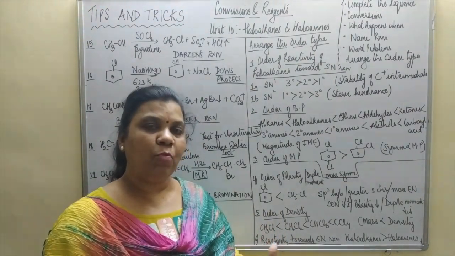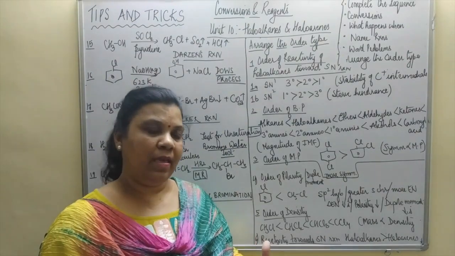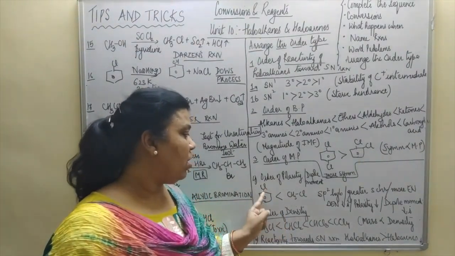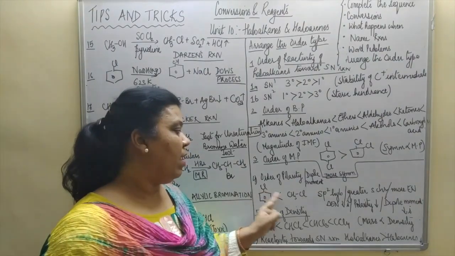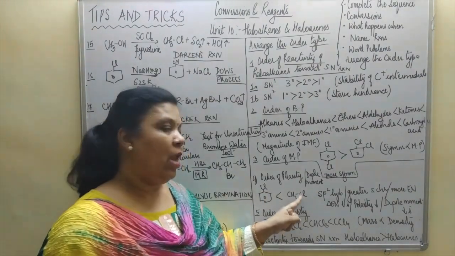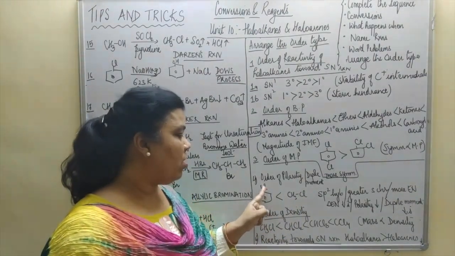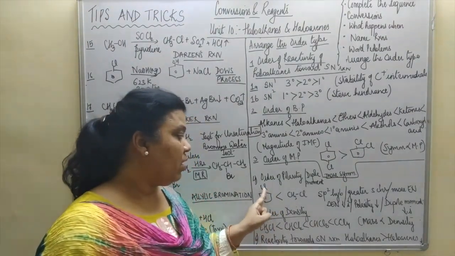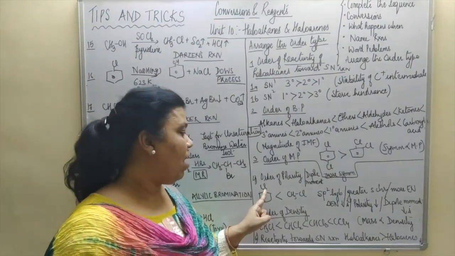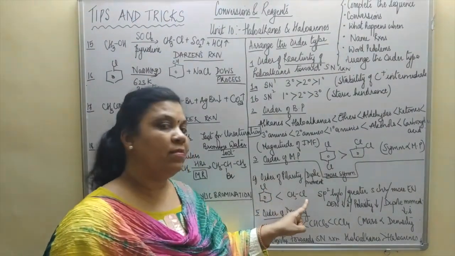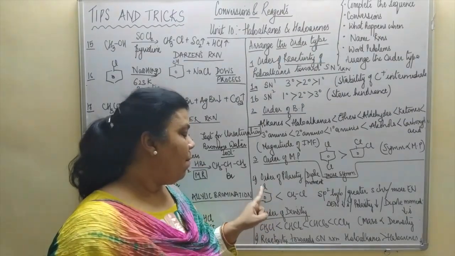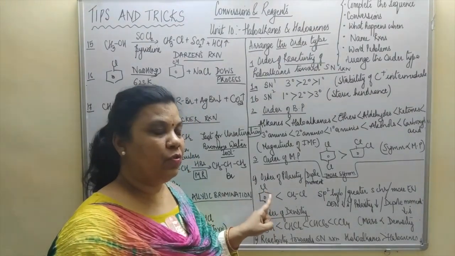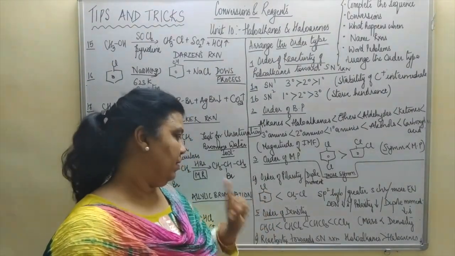Haloarenes have a lower dipole moment in comparison to haloalkanes. Haloarenes have a shorter carbon-halogen bond length in comparison to the haloalkanes. The reason is partial double bond character due to resonance. Haloarenes have a greater bond dissociation energy of the carbon-halogen bond in comparison to the haloalkanes. Again, partial double bond character due to resonance in case of haloarenes.